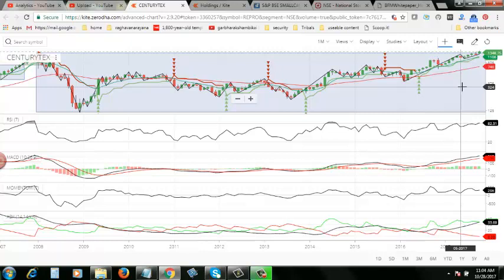The conclusion is that the stock is not good for long-term investment at the moment, but you can go for swing trading in the stock. That's the analysis.